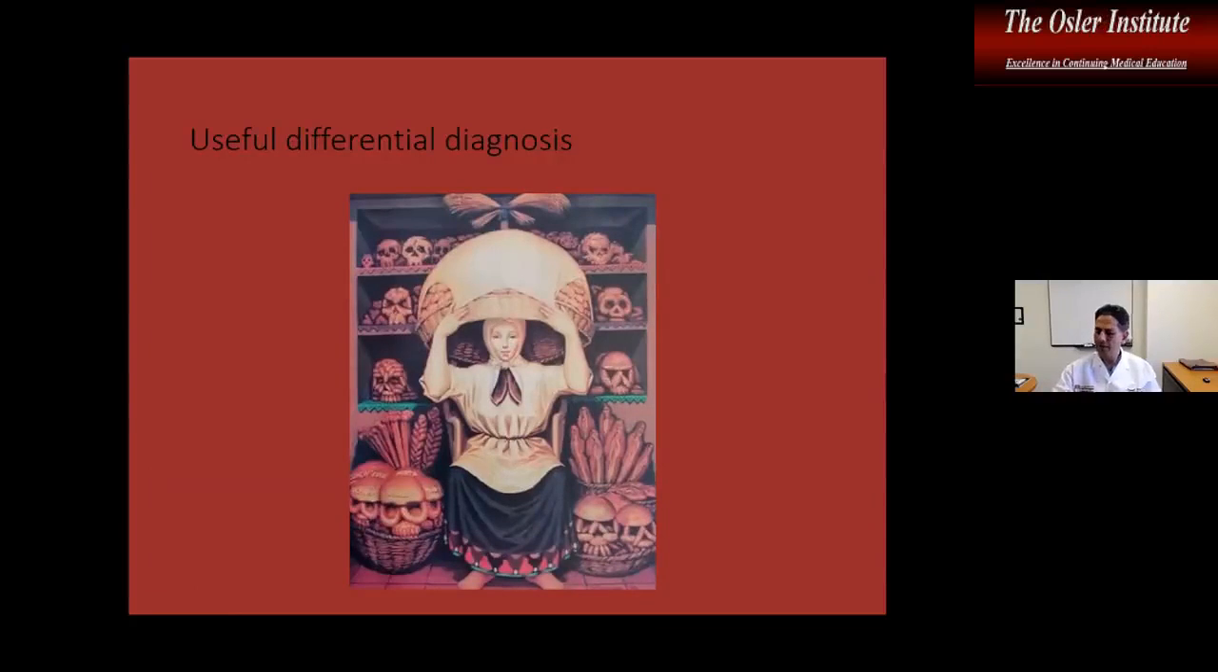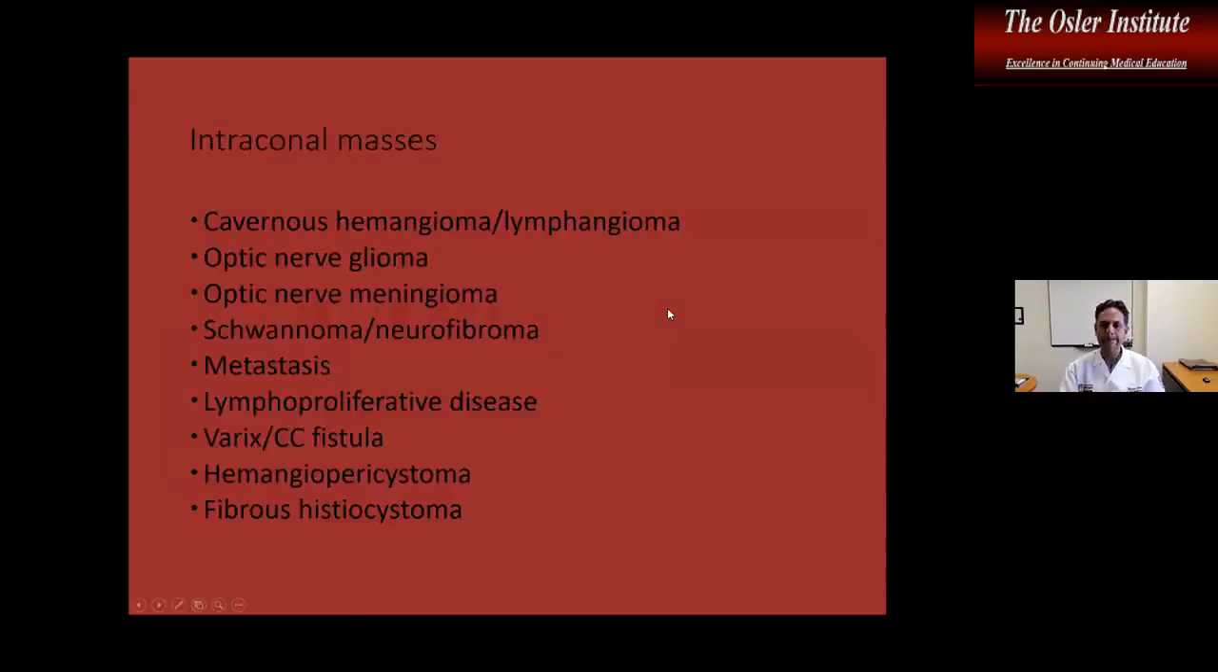Okay, so now let's talk about some useful differential diagnoses. So again, let's review each thing, so we have a good idea. So intraconal masses, cavernous hemangioma in an adult. So again, it was nice and round. It's not causing a lot of symptoms except for proptosis, and the main differentials are schwannoma and neurofibroma for a very round, discrete lesion in the orbit.